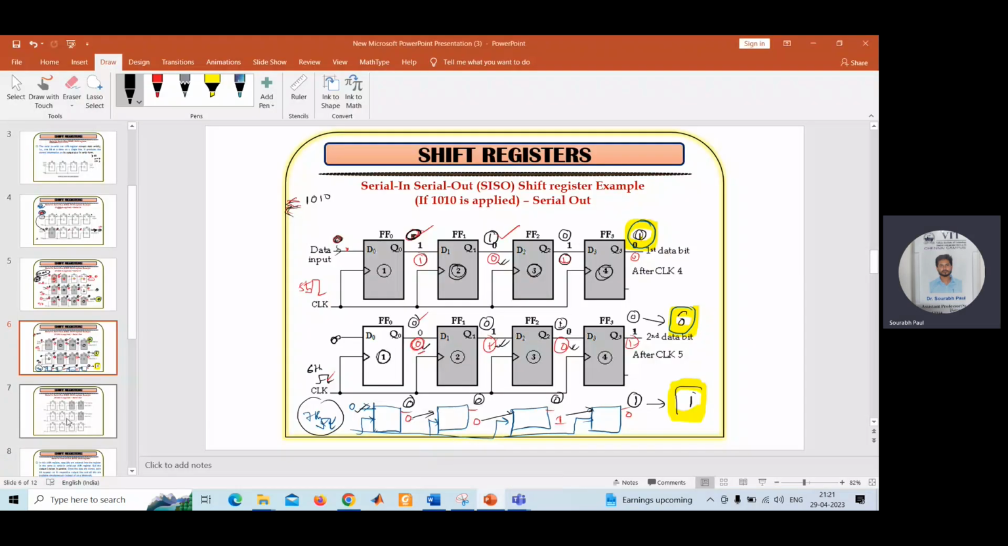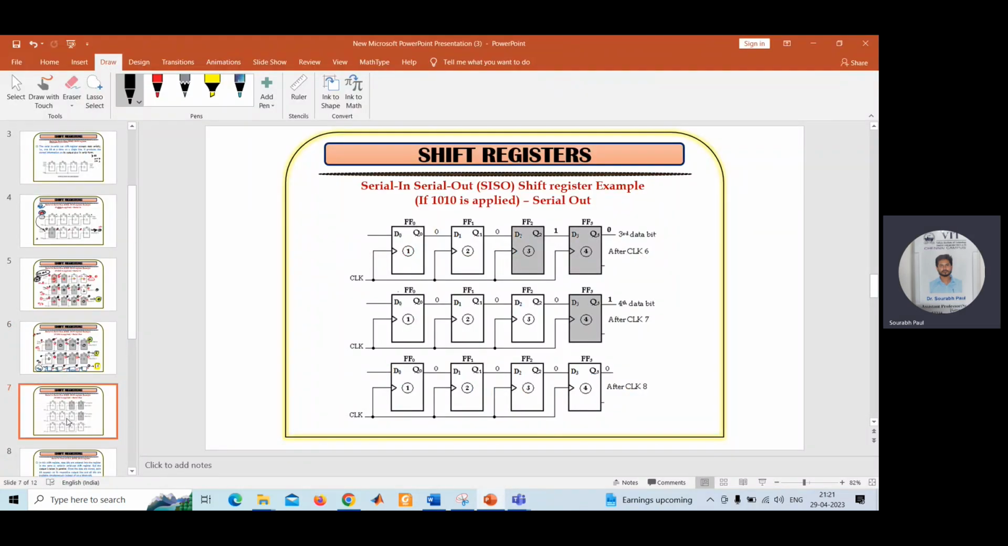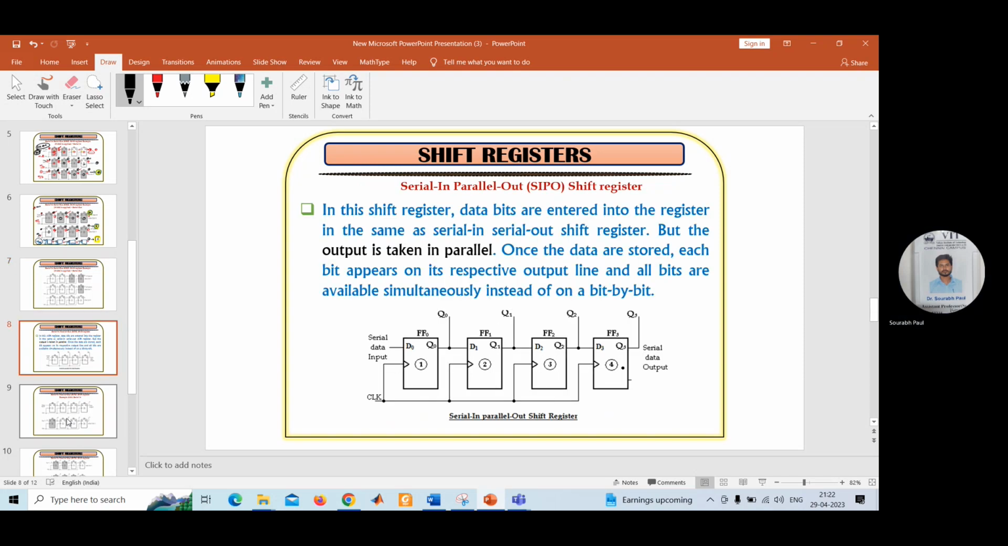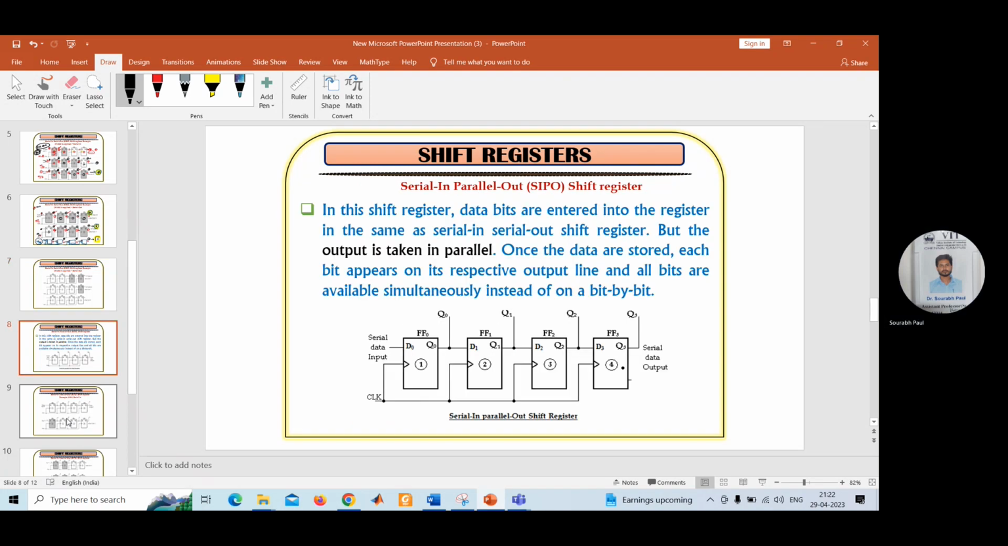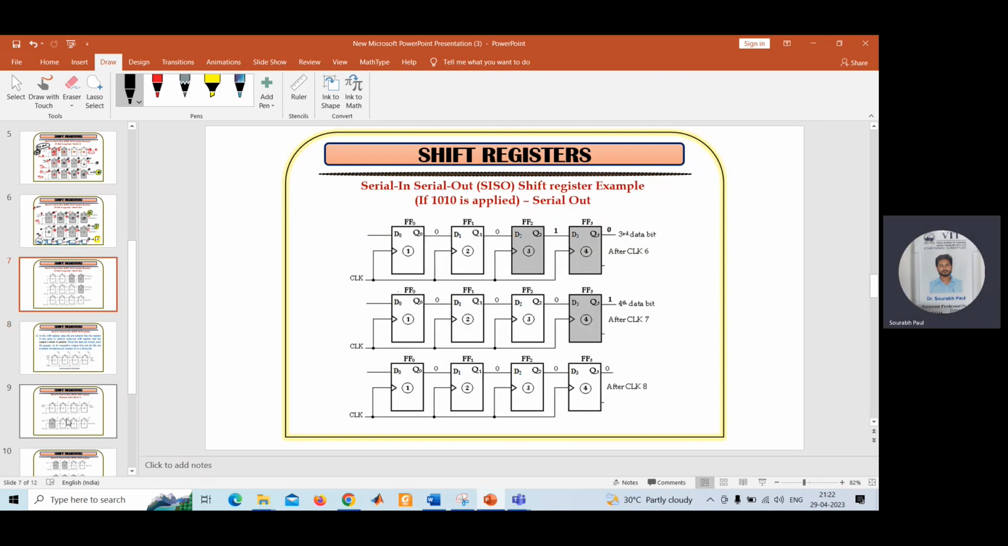So in this video, I'm going to discuss the next category, or the second category, of the shift register. In the previous video, I've already discussed the first category, that is serial in, serial out. Now, in this video, I'm going to discuss the next category, that is known as serial in, parallel out. Okay, this category I'm going to discuss.